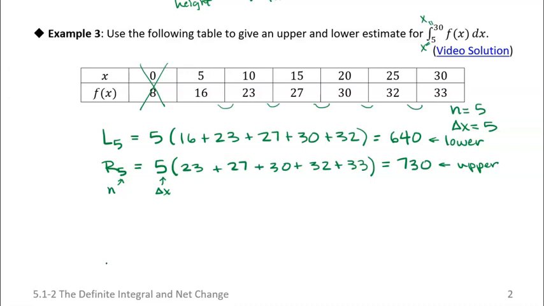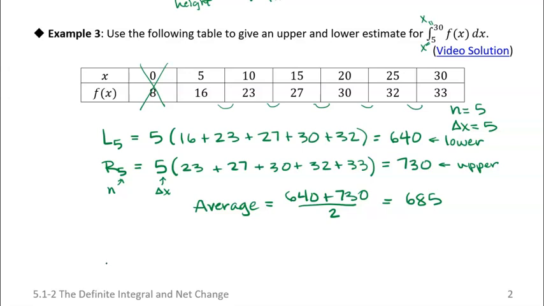All right, so now that's all I really need to do. It doesn't even ask me to do this, but I'm going to do it anyway. If I average these two, I'll get an even better estimate, because I'll get the value that's right in between. I know 730 is too big and 640 is too small. So if I pick the value right in the middle, which is the average, I'm just going to take 640 plus 730, divide that by 2, and I get the average is 685.